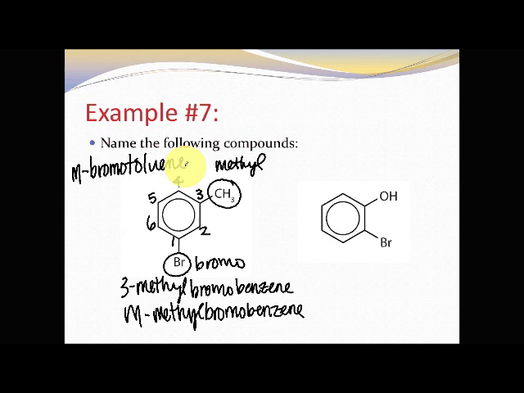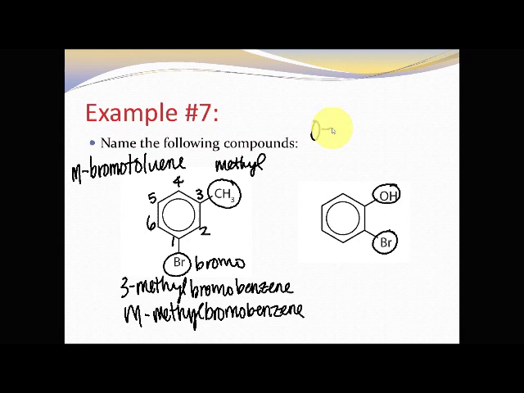Okay? For the next one, same thing applies. We have many different names. We have the OH group, and we have the Br group. So if they're adjacent with each other, we could use the ortho, and we could call this o.